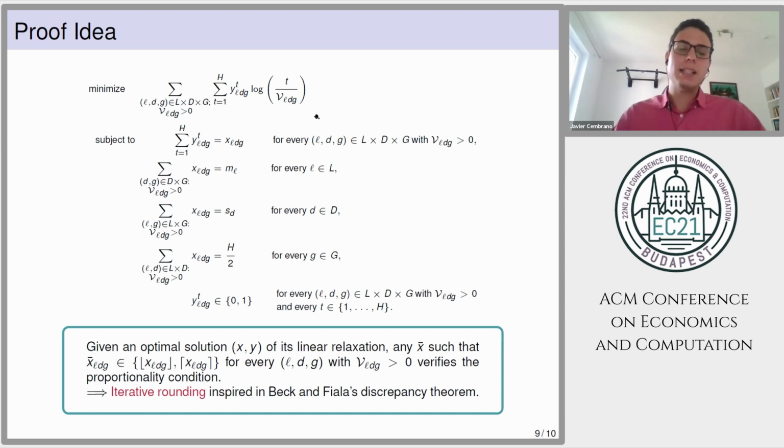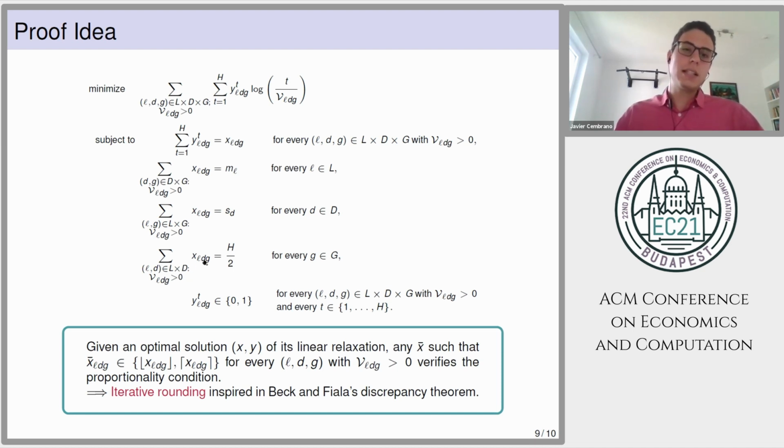And why do I say that this is an interesting program? Well, we proved 2 important things. First, we extend the result in 2 dimensions in the following way. We prove that any optimal solution X of the linear relaxation of this program, if it is integer, then it is in fact a proportional apportionment. But furthermore, we show that if this optimal solution X of the linear relaxation is not integer, then any rounding of it, meaning any bar X such that its components are equal to the downwards or upwards rounding of the corresponding component of X, verifies the proportionality condition.